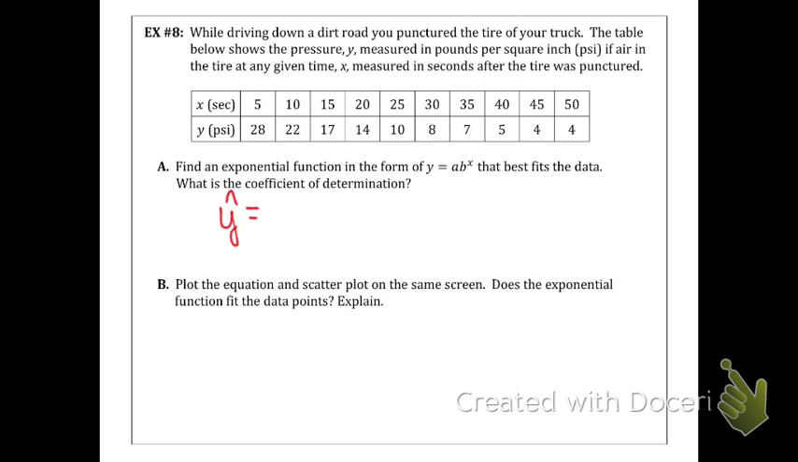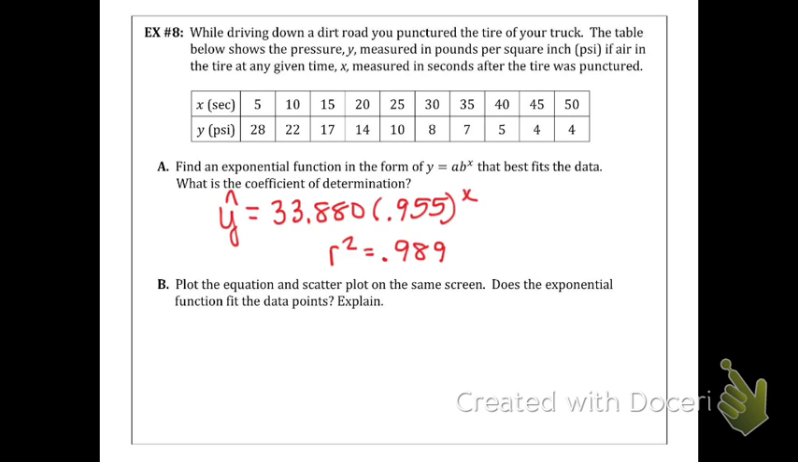Our Y hat, our predicted value, is equal to 33.880 times 0.955 raised to the X. And I have an R squared value of 0.989. Now, if you cleared your calculator, remember, go back and turn that diagnostic on.